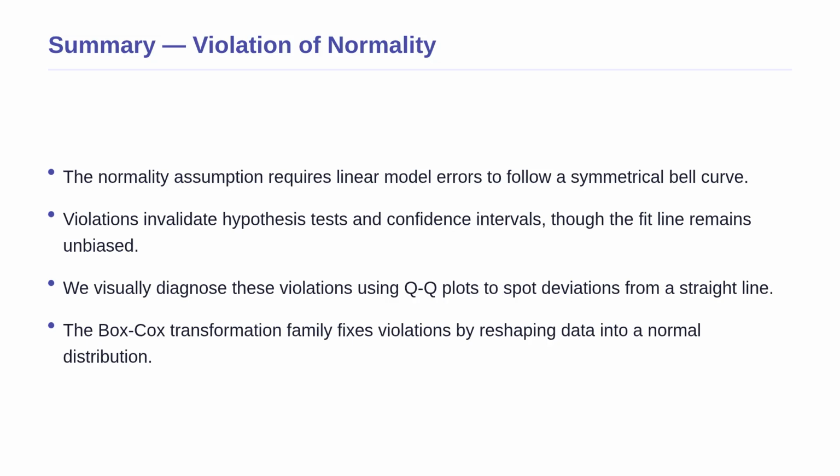Third, we visually diagnose these violations using QQ plots, looking for any S or U-shaped deviations from a straight diagonal line. Finally, when a violation is found, we fix it by applying the Box-Cox transformation family, which uses a tunable parameter to reshape the data into a normal distribution. You now have the tools to ensure your statistical models remain robust and trustworthy.